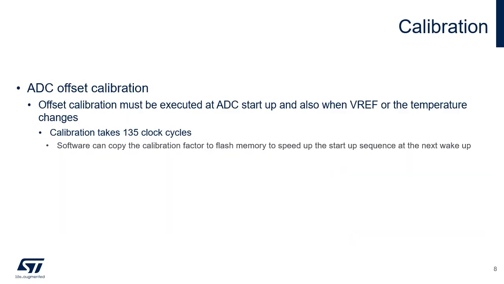ADC provides an automatic offset calibration procedure that controls the whole calibration sequence, including the ADC power on and off. As the offset can be dependent on the voltage or temperature, it might be necessary to recalibrate in case of significant reference voltage or temperature change.